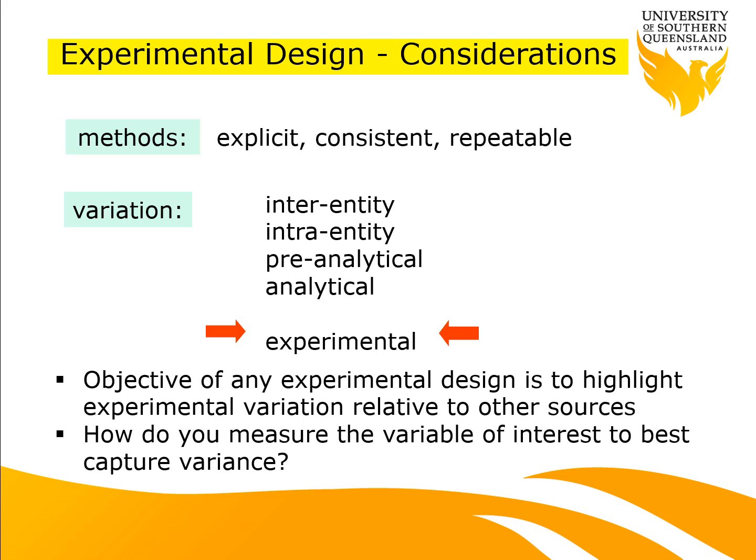Perhaps if I'm measuring UV and I'm using multiple instruments, I need to make sure they're calibrated correctly so that I'm not introducing sources of error that will confuse the differences in the things I'm actually measuring and the effect I'm trying to measure. And then there's experimental variation, and this is the variation that I'm actually interested in. This is the stuff I really want to know. I want to know if there's a difference between the average height of my male and female students, so the group differences. So I want to try and limit the other differences that may confound this. The object of any experimental design is to highlight experimental variation relative to other sources.